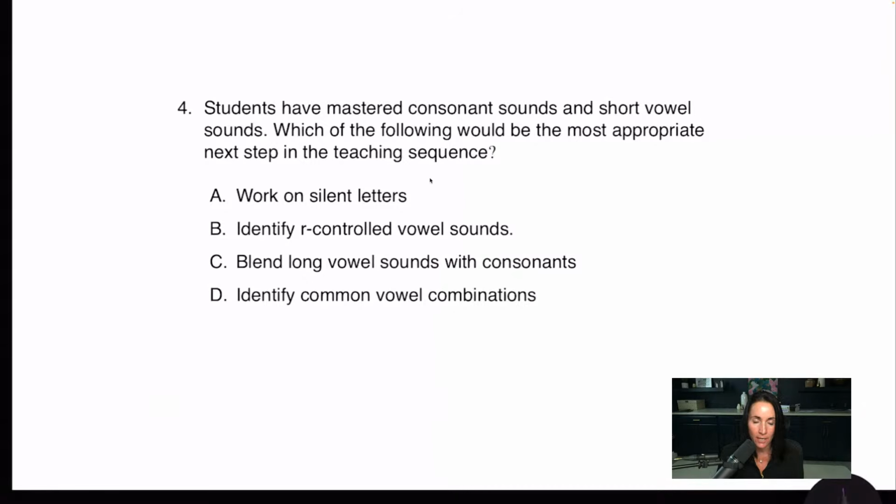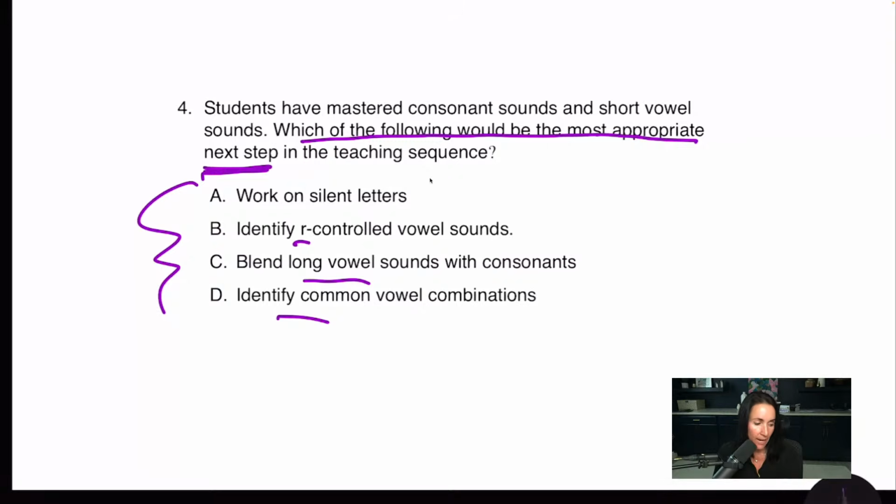Okay. Let's take a look at number 4. And I have a little explanation with a diagram to go with this. So if I'm looking at my answer choices, work on silent letters, identify R-controlled vowel sounds, blend long vowel sounds, and identify common vowel combinations. All right, I have no idea what I'm supposed to do here. Let's take a look at the question stem. Which of the following would be most appropriate next step in the teaching sequence?